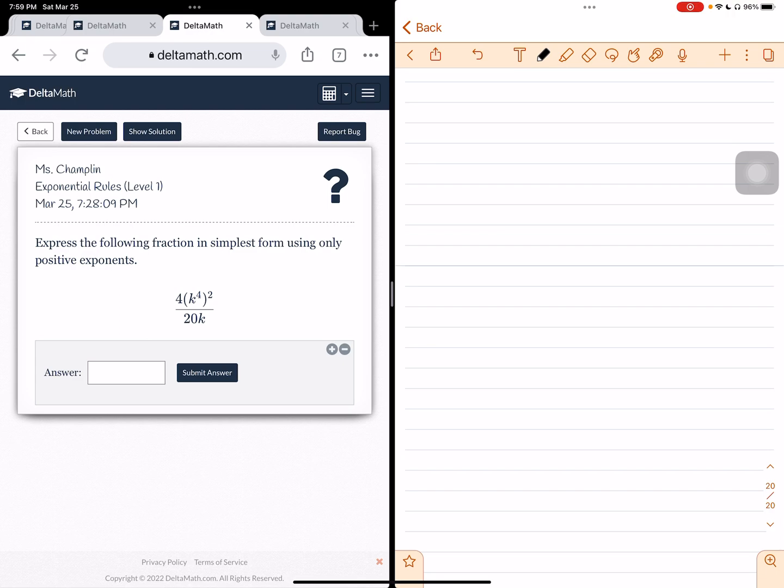All right, so express the following fraction in simplest form using only positive exponents. That means if we come across any negative exponents, we're going to have to flip it, okay? All right, so let me write this out. So we have 4. Remember, if you're watching this video, you need to be writing down these problems with me. Pause the video, see if you can try it on your own, etc. Take notes. That's how you learn from videos, by really being an active learner.